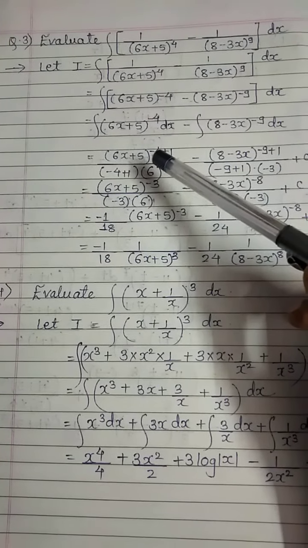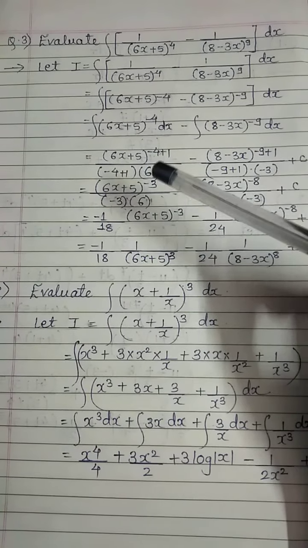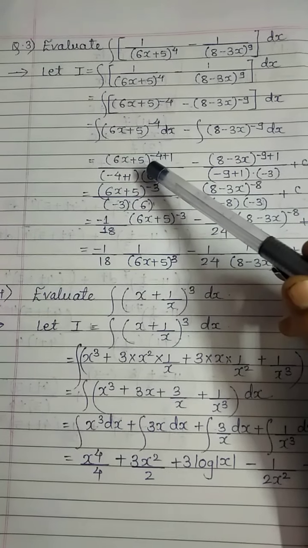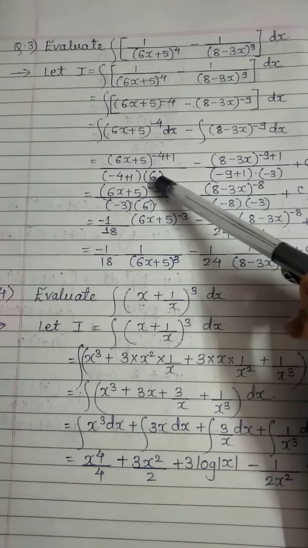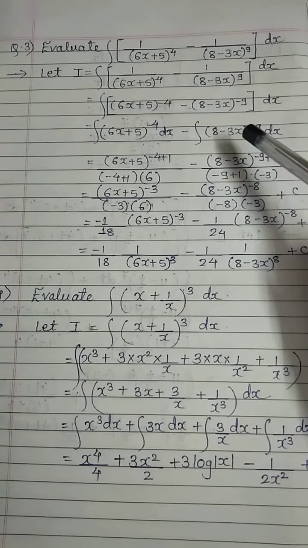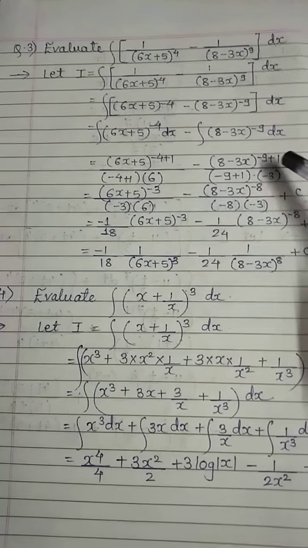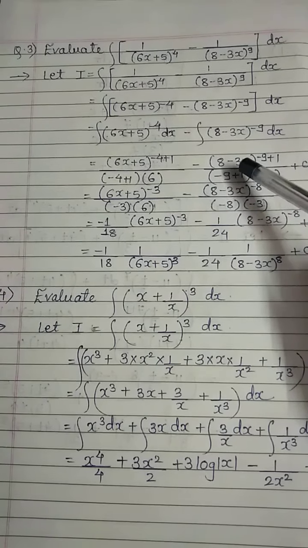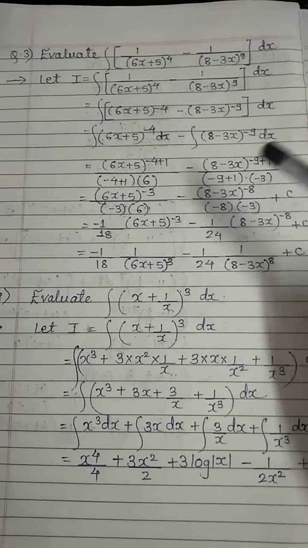Now again, by using the same formula (ax + b) bracket raised to n, we will get the integration of the first term as (6x + 5) raised to −4 + 1 upon −4 + 1 into the coefficient of x, that is 6, minus the integration of the second term, (8 − 3x) bracket raised to −9 + 1 upon −9 + 1 into the coefficient of x, that is −3, plus c, where c is the constant of integration.